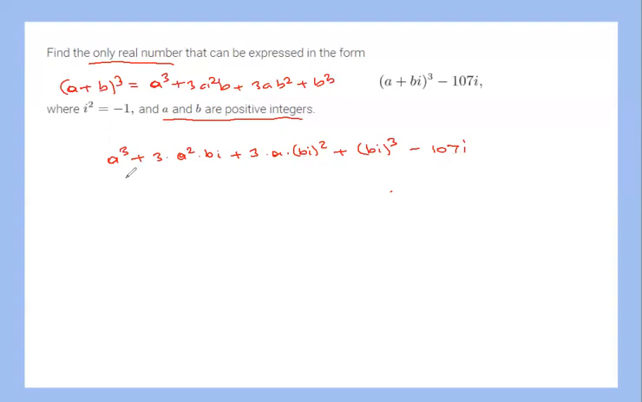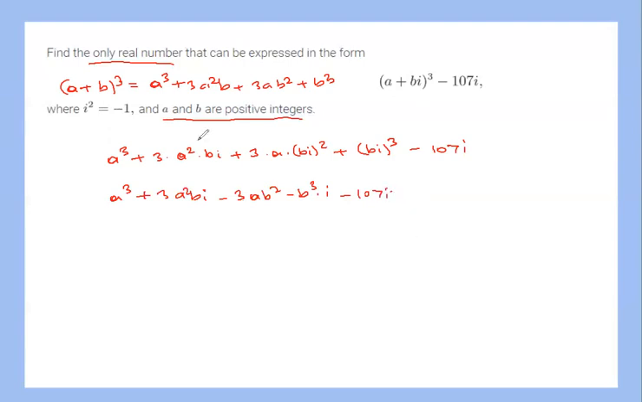Now if we simplify this, it will give us a cube, and then 3a squared bi. Since we have b and i to the second power, that will be b squared times i squared, and i squared is -1, so that will be -1 times b squared. Multiplying with the 3a, that gives us -3ab squared, and there is no imaginary number anymore. The third power of i is i squared times i, which is -1 times i, so that would be -b cubed times i, and then minus 107i.